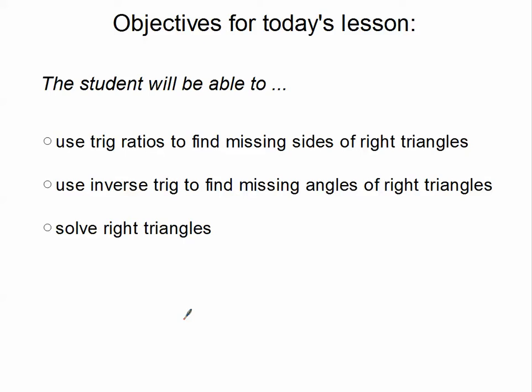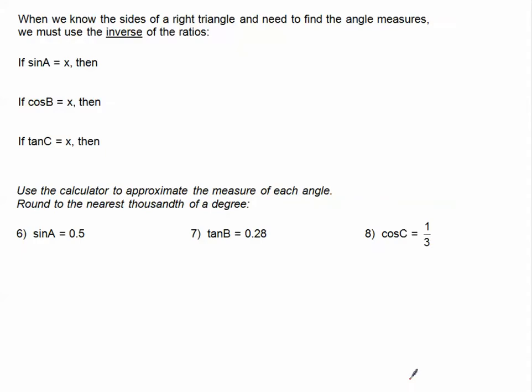In this second tutorial, we will use inverse trig to find missing angles of right triangles. So let's flip over to this part of our notes. Now we're focused on angles. When we know the side lengths of a right triangle and we need to find the angle measures, we will use the inverse of our trig ratios.